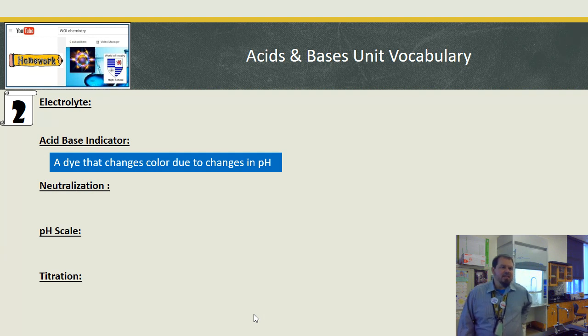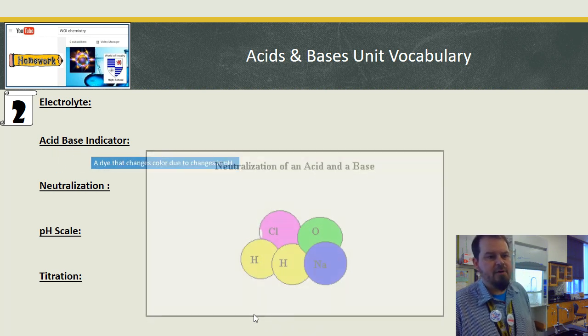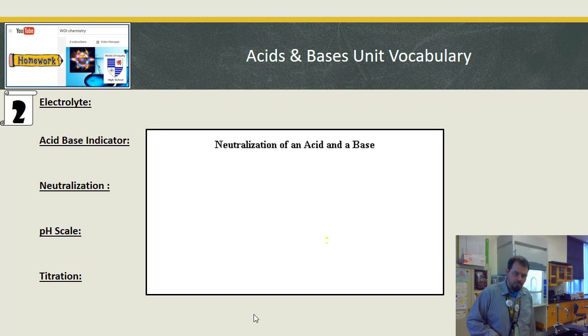Acid-base indicator. This is a dye that changes color depending on pH. We are going to do a lab on this, investigating our indicators and figuring out an unknown pH.